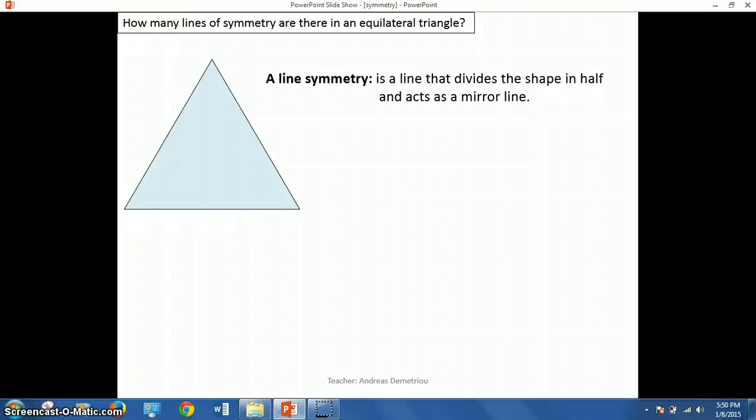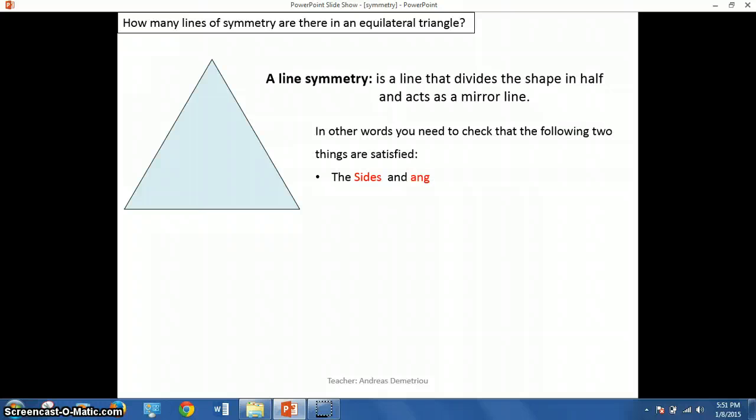If we want to identify how many lines of symmetry there are in an equilateral triangle, first of all, we need to know the properties of an equilateral triangle. For the lines of symmetry, because the line has to divide the shape in half and act as a mirror line, the following two conditions have to be satisfied. The sides and angles have to be identical when you fold the shape.